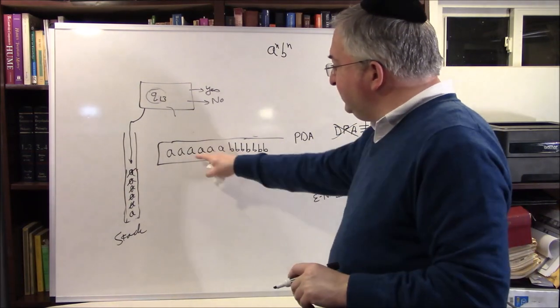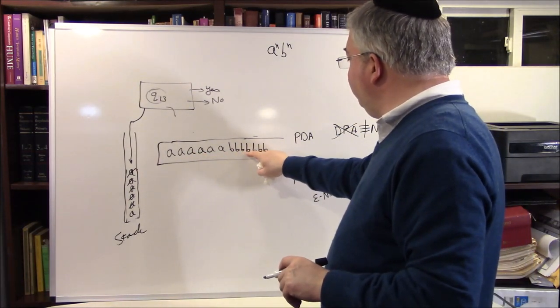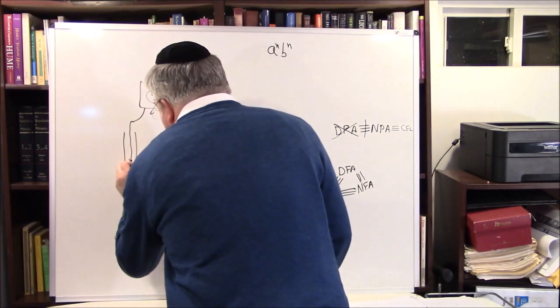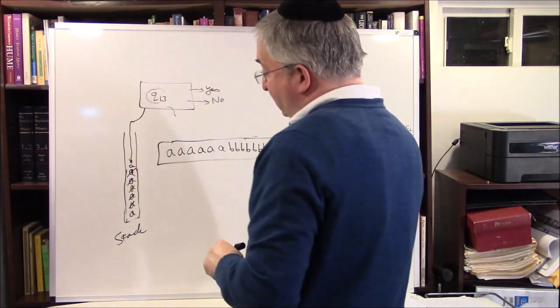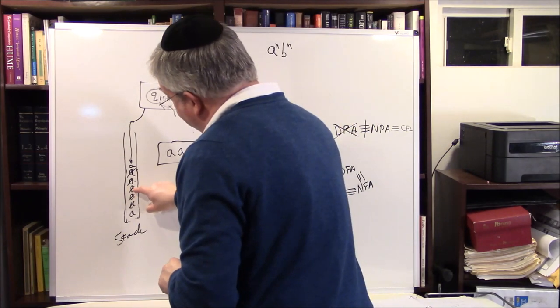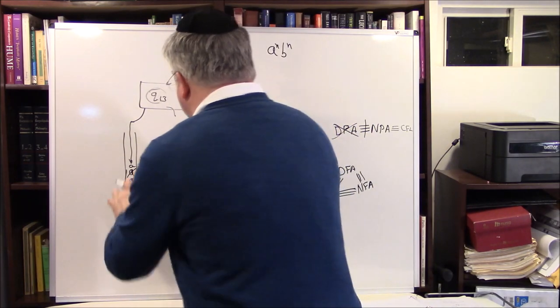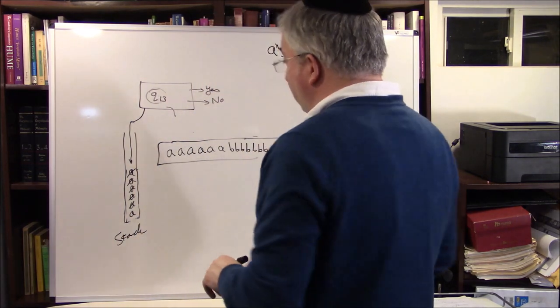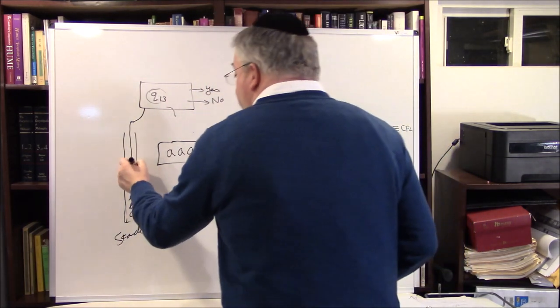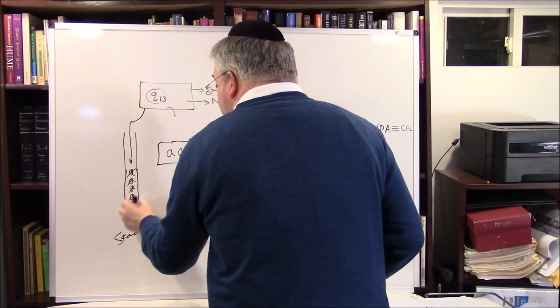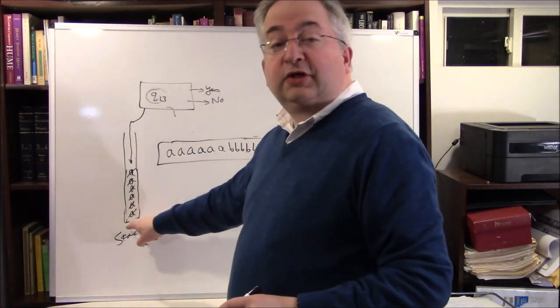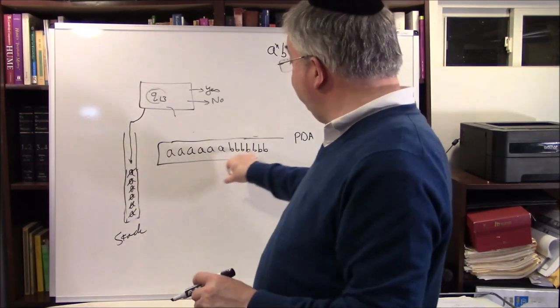Okay, now I have six A's and seven B's. So what's going to happen is on my stack I'm going to have six A's. Then I'm going to count up my B's and I'm going to pop, pop, pop, pop, pop, pop. And then I'm going to have to try to pop again, because I have a seventh B here.